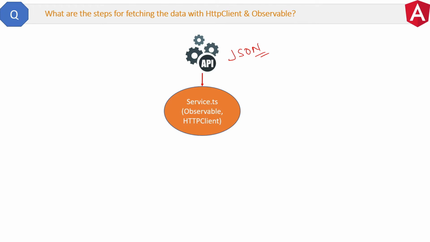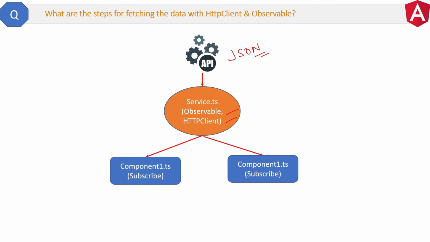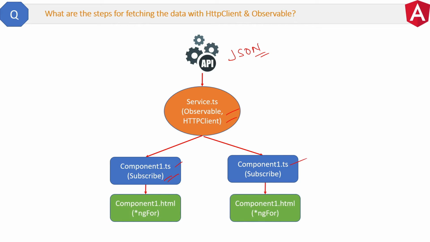The next step is to create a service and set up the observable and HTTP client in this service. Then in the next step, we will fetch data in the app component with the help of the subscribe method. Now this service or observable can be fetched in multiple components with the help of multiple subscribers. That's why we have multiple components here. Then the last step is to display the student details list with the help of the ng-for directive in the component HTML template. Now let's go to the code and implement these steps.